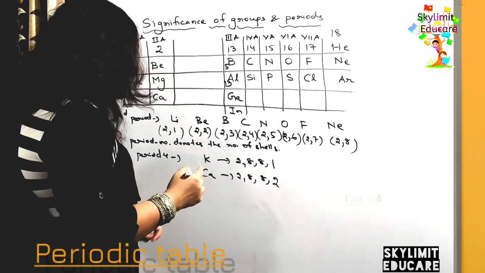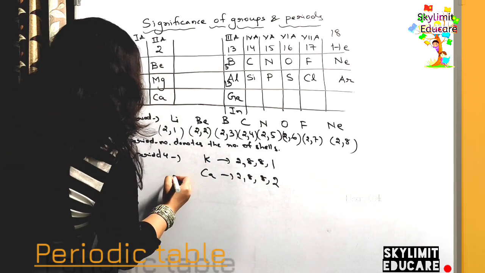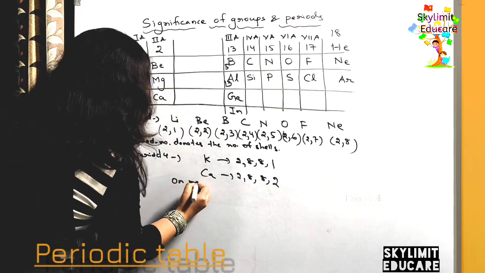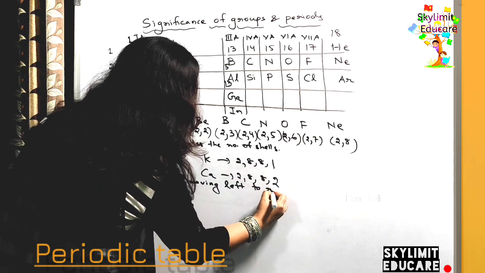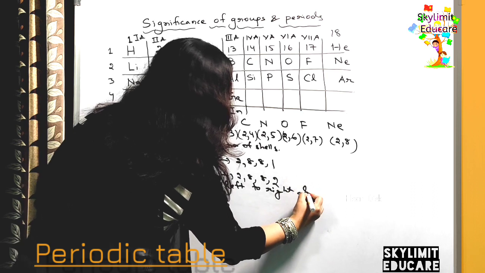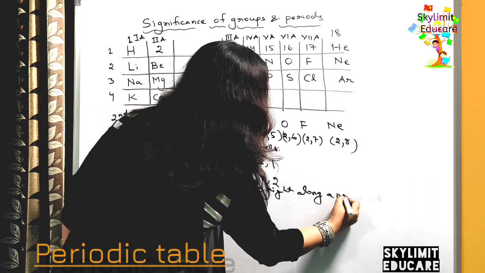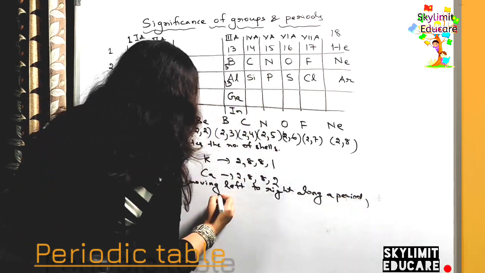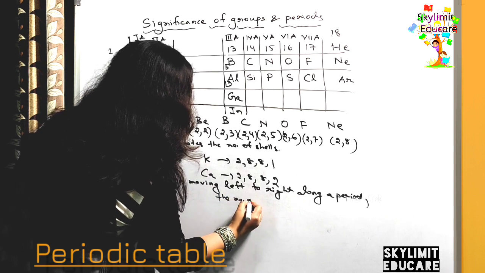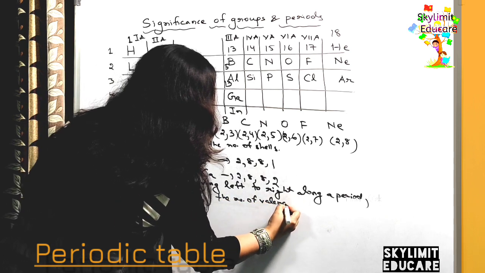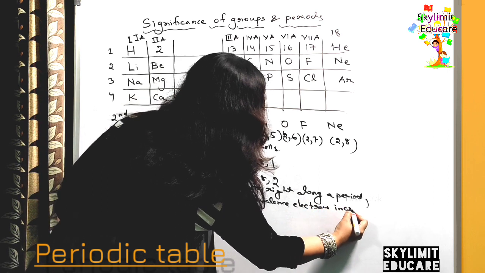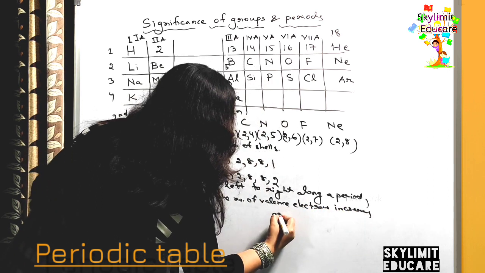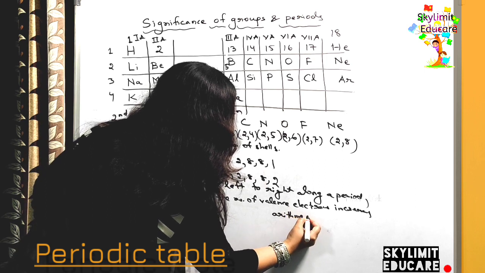So one more thing you can remember here: on moving left to right along a period, the number of valence electrons increases arithmetically. Clear?